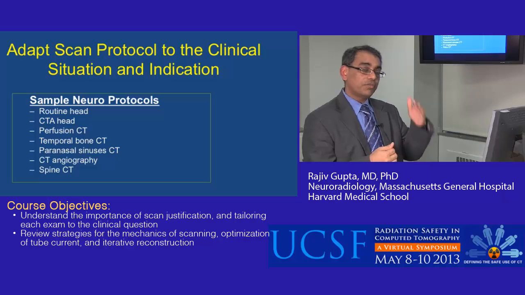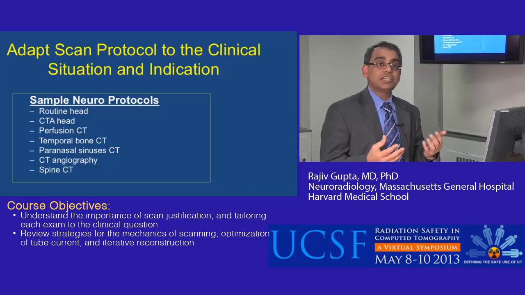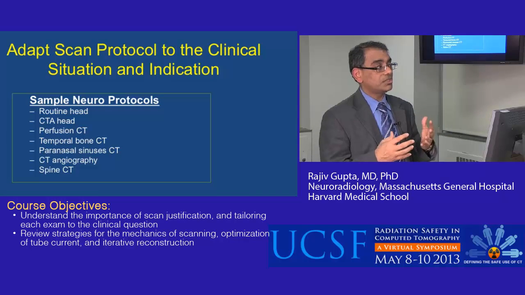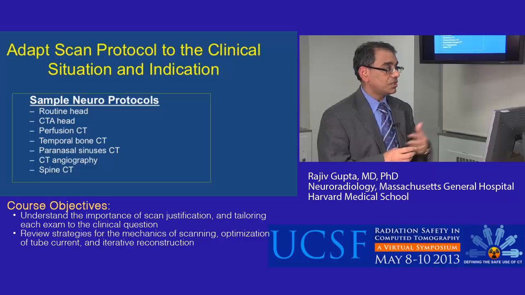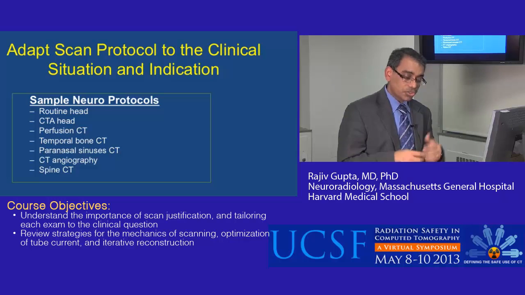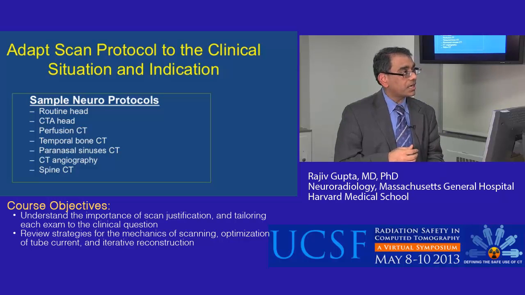For temporal bone, again we can drop the mA value because we are looking at the bony anatomy. For sinus CT, we can really drop the value because again it's a very high contrast structure, and all these protocols should be available in order to minimize the dose and optimize them for the clinical question at hand.